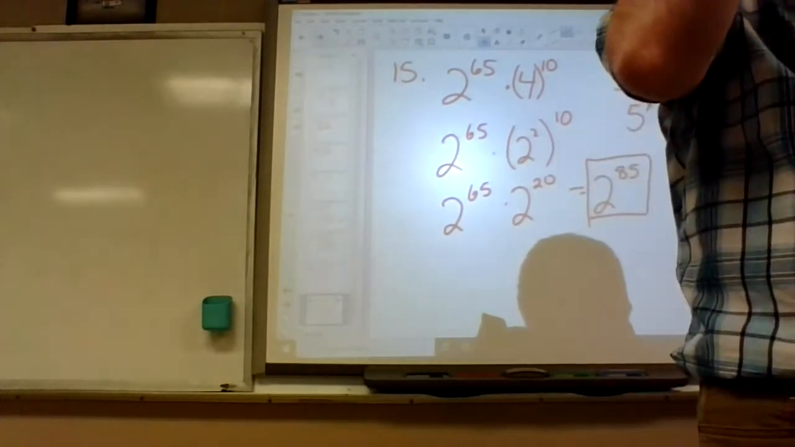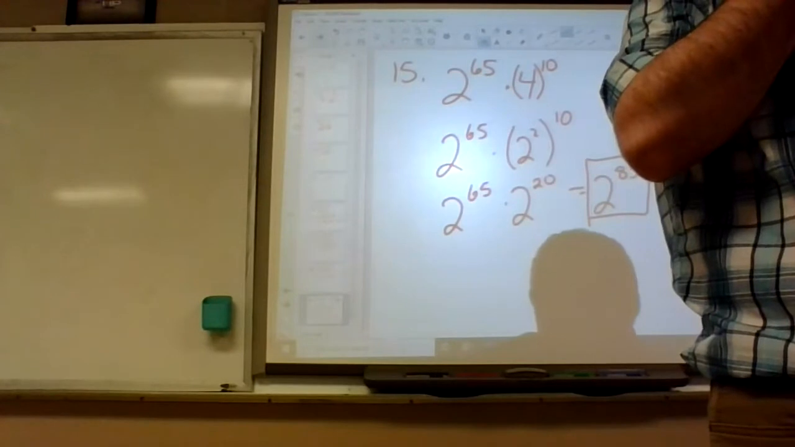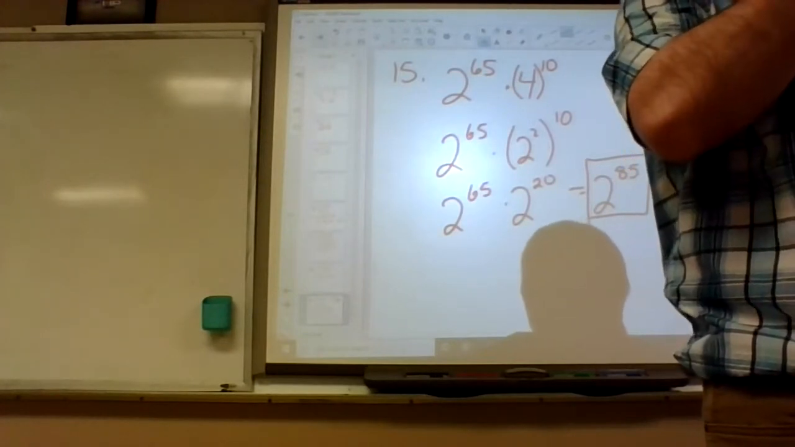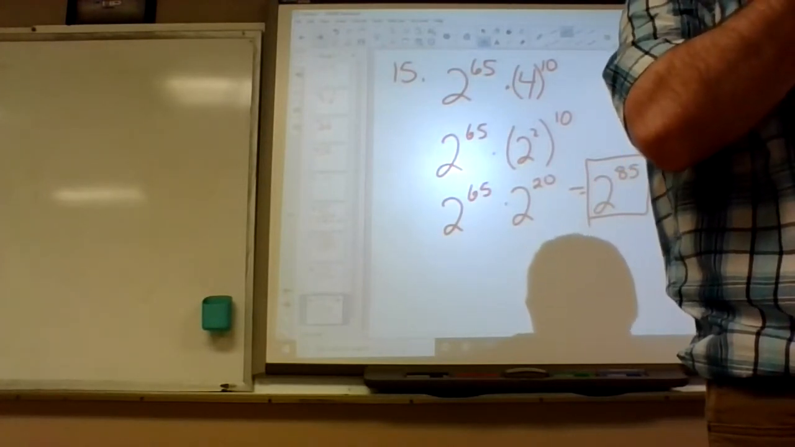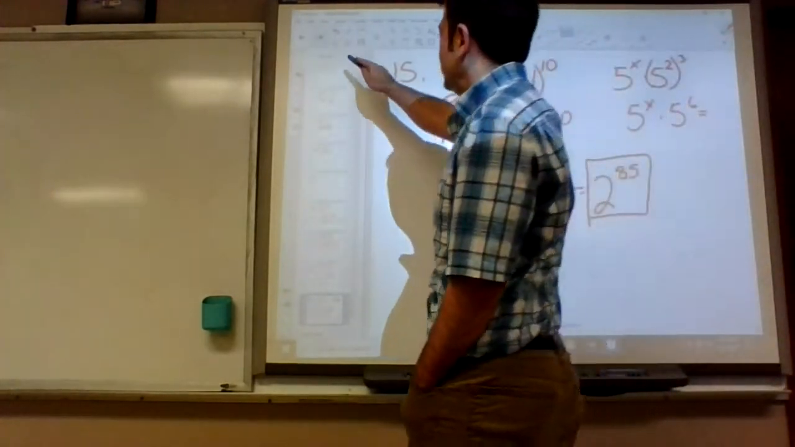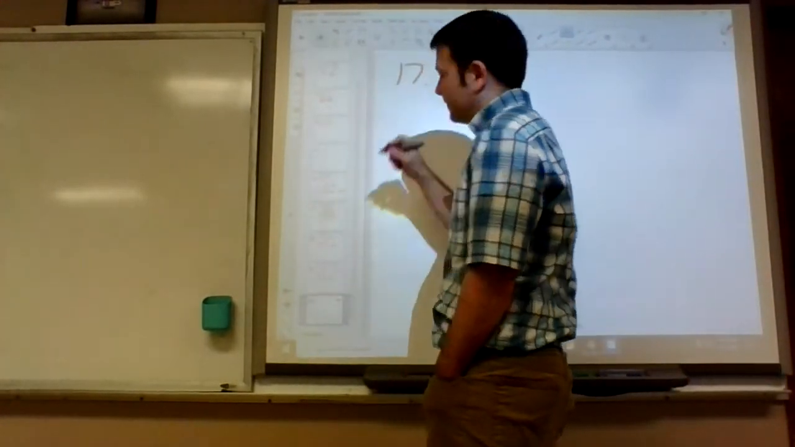Okay, on 19 and 20. 19, how do we find the area of a rectangle? We went up to 17. Oh, did I skip 17? Yeah, okay. 17. Fine, fine.